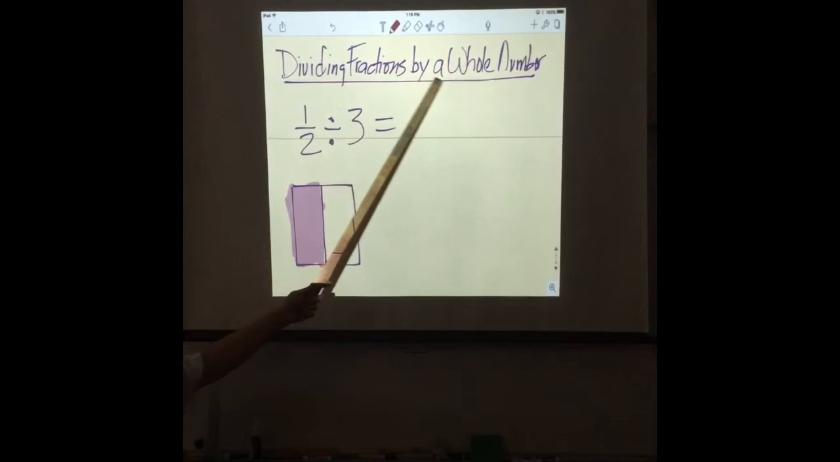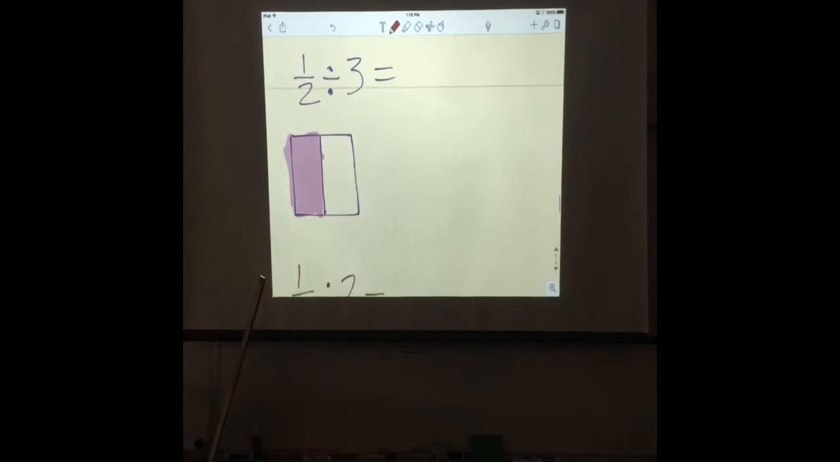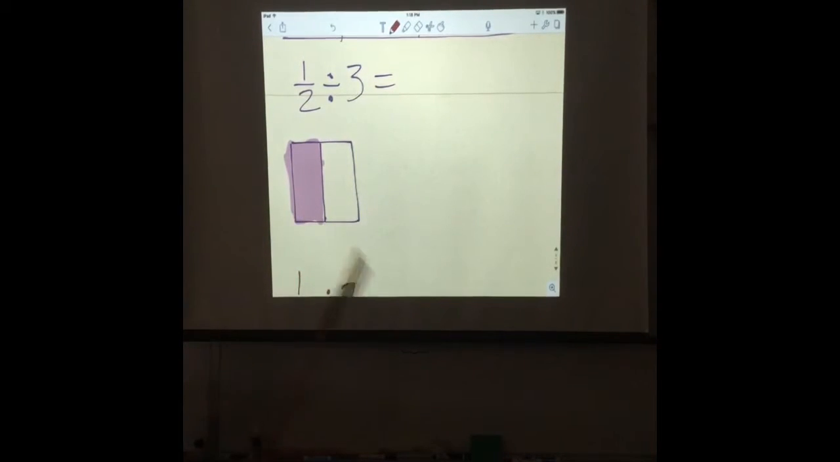Dividing fractions by a whole number. This is understanding division of fractions part 2, if you'd like to think of it that way. We have a half and we're going to divide it by 3. As you can see, we have a half right here, right? All right. What are we going to do to it? Well, we're going to divide it by 3.